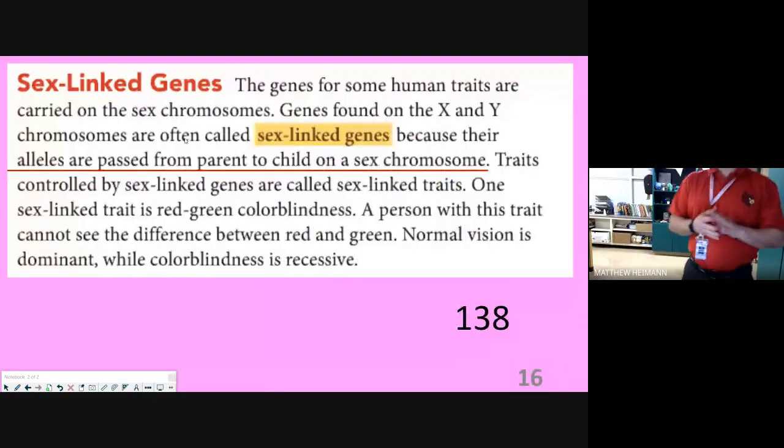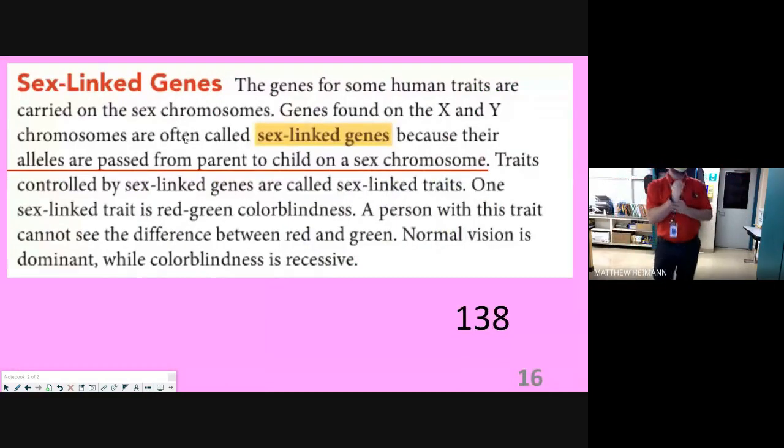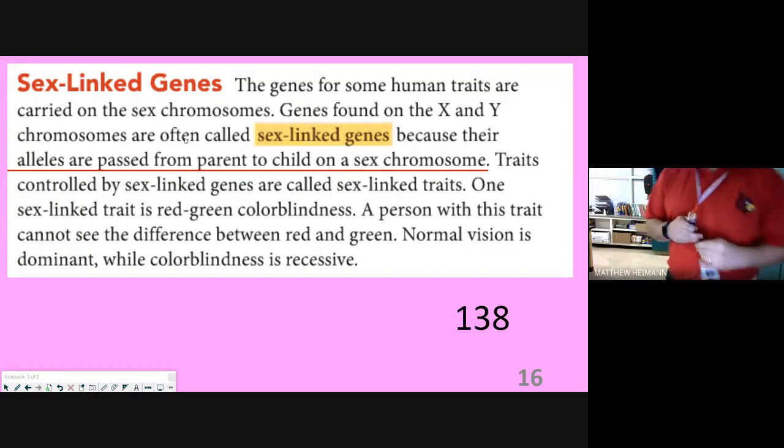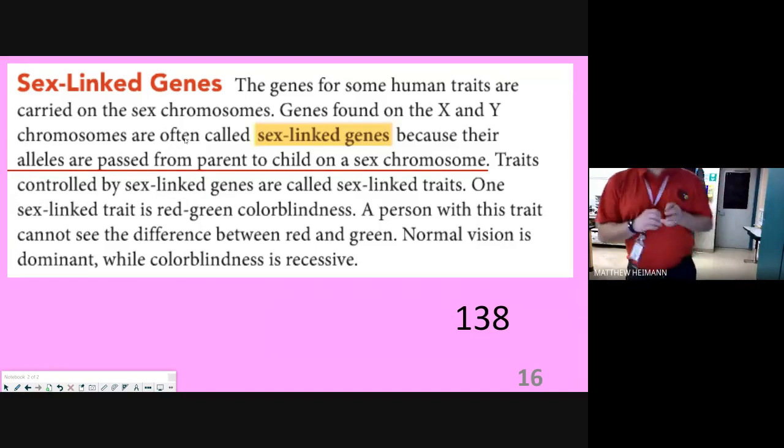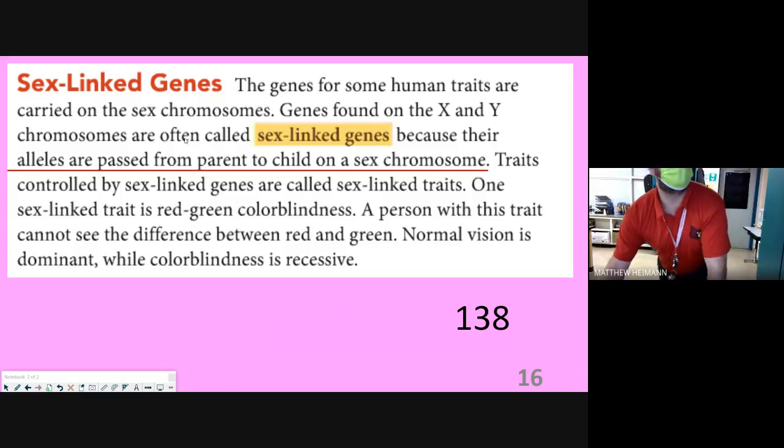Sex-linked genes. The genes for some human traits are carried on the sex chromosome. Genes found in the X and Y chromosomes are often called sex-linked genes because their alleles are passed from parent to child on sex chromosomes. Traits controlled by sex-linked genes are called sex-linked traits. One sex-linked trait is red-green colorblindness. A person with this trait cannot see the difference between red and green. Normal vision is dominant, while colorblindness is recessive.